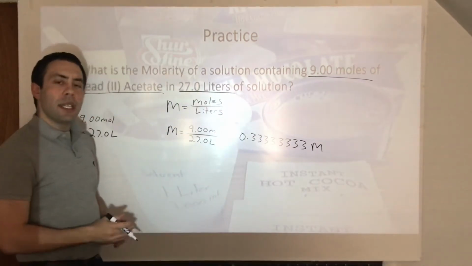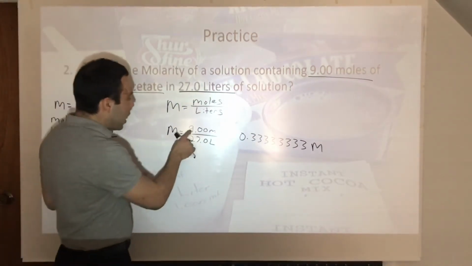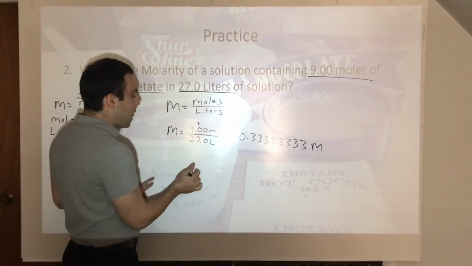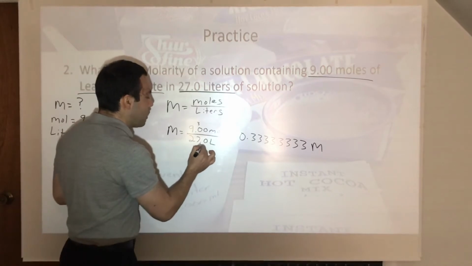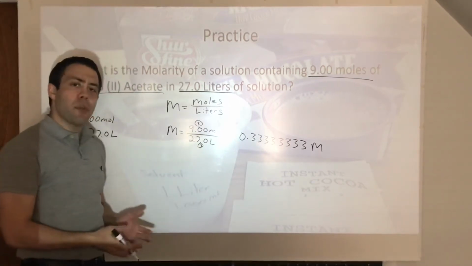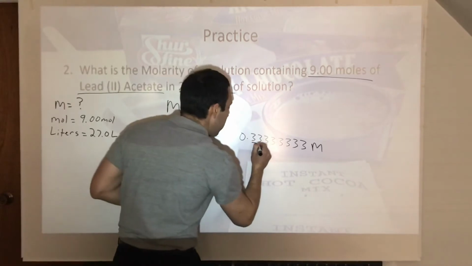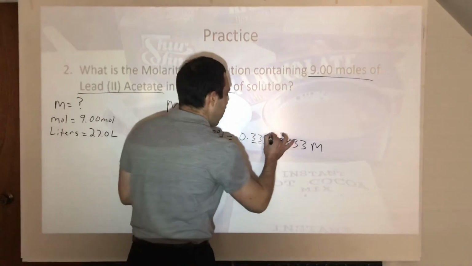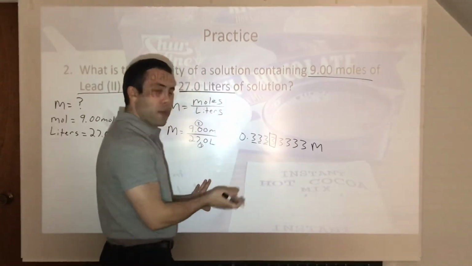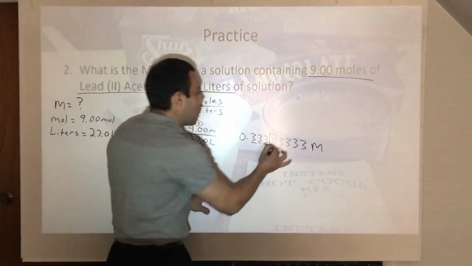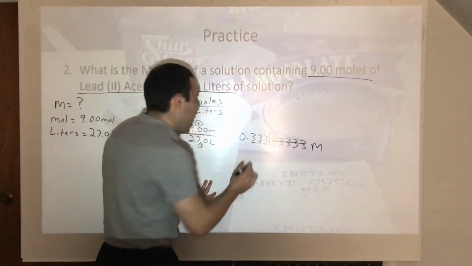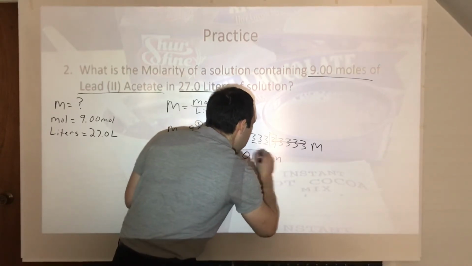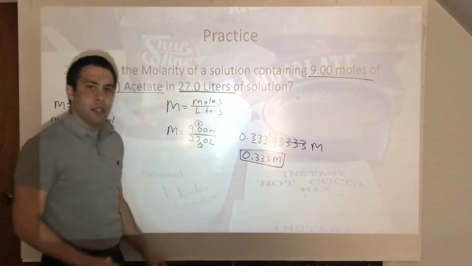Once again, we round to the least number of significant figures. I look at 9.00 moles, that has 3 significant figures. I look at 27.0 liters, that also has 3 significant figures. So my answer should have 3 significant figures. 1, 2, 3, you always start with the first non-zero number. Box off the fourth, that's a 3, lower than 5. So we drop everything after that. So my final answer is 0.333 molar. And we box off our final answer.